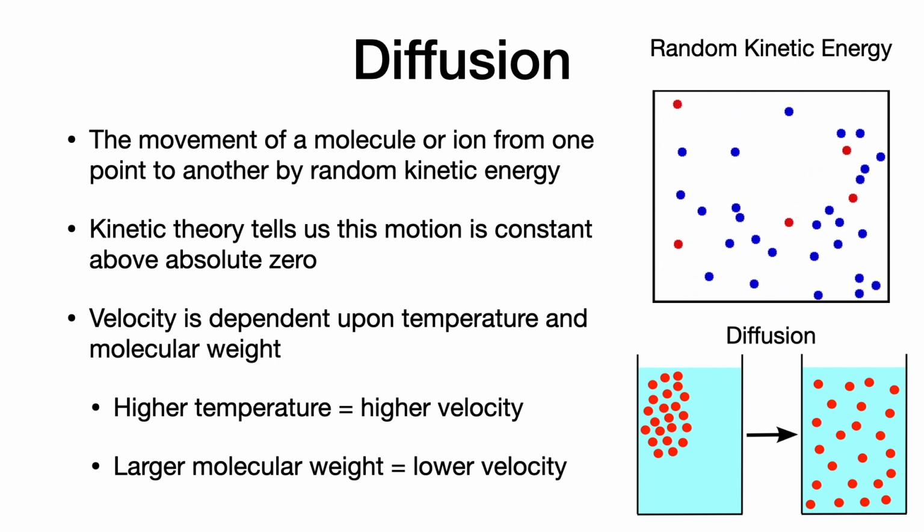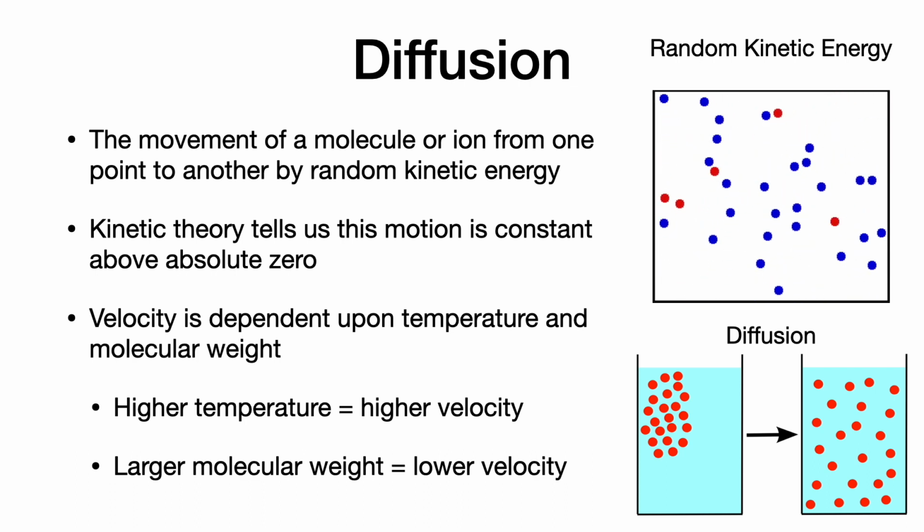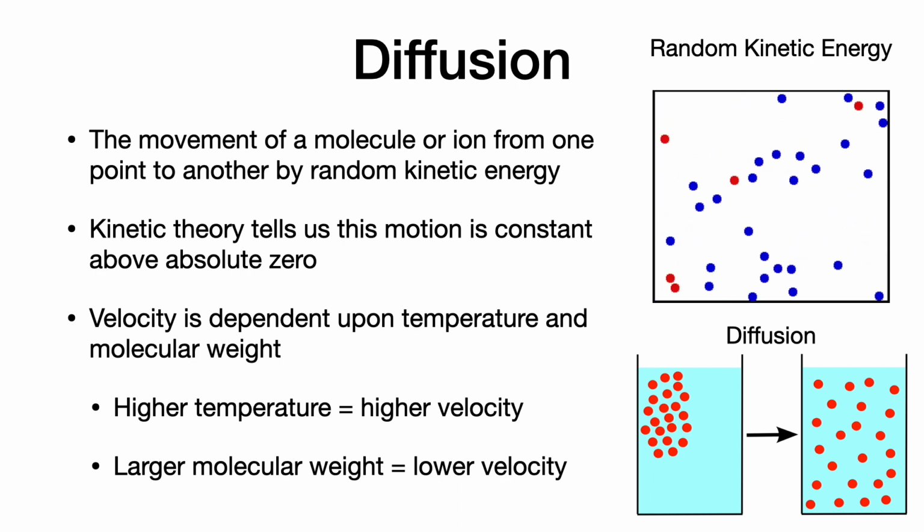Even at equilibrium, we will find molecules still moving around. It'll just be that at equilibrium, the net movement of these molecules will be zero. The kinetic theory tells us this motion is constant above an absolute temperature of zero. And it tells us that the velocity of these molecules is dependent upon the temperature and their molecular weight. So we can see that higher temperature equals higher velocity, and a larger molecular weight would equal a lower velocity. So smaller molecules will move faster than larger molecules.